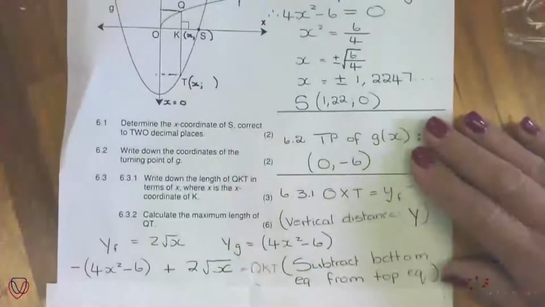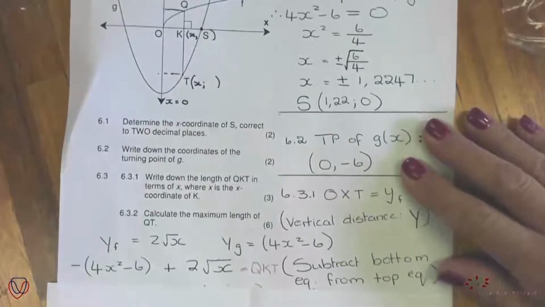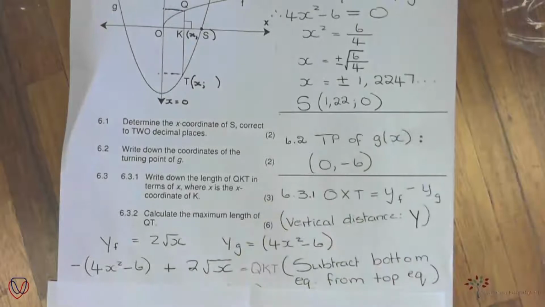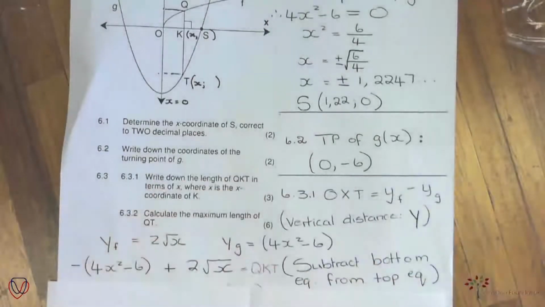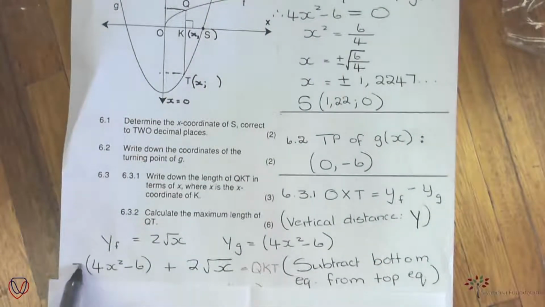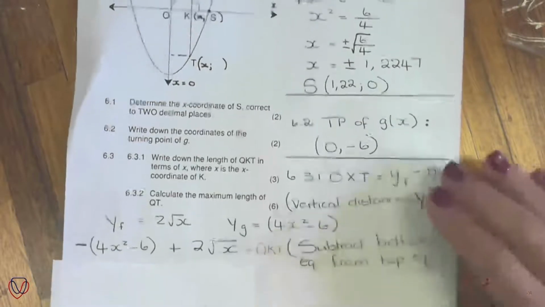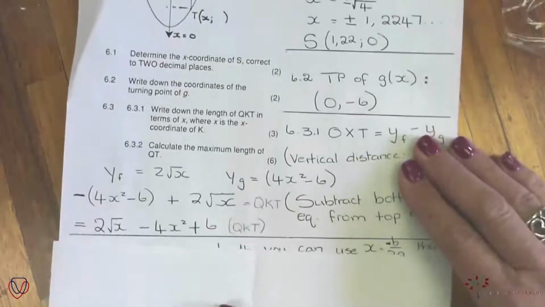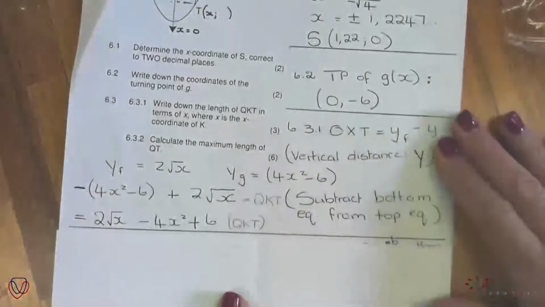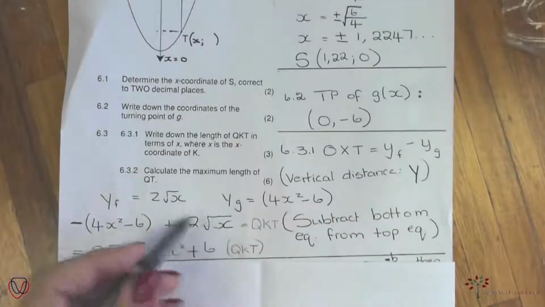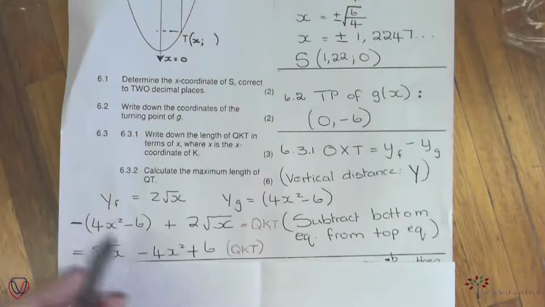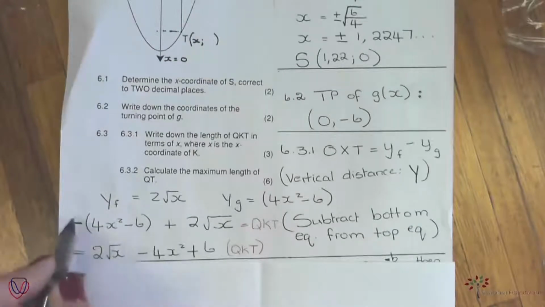Now let's see. QT. Have you got it? You subtract the bottom graph from the top graph. See what I did? I did put the negative there because it's this one, but it should be subtracted from that one. Okay. Then I rewrote it so that it looks more usable, and I said 2x square root x minus that, and it became minus 4x plus.